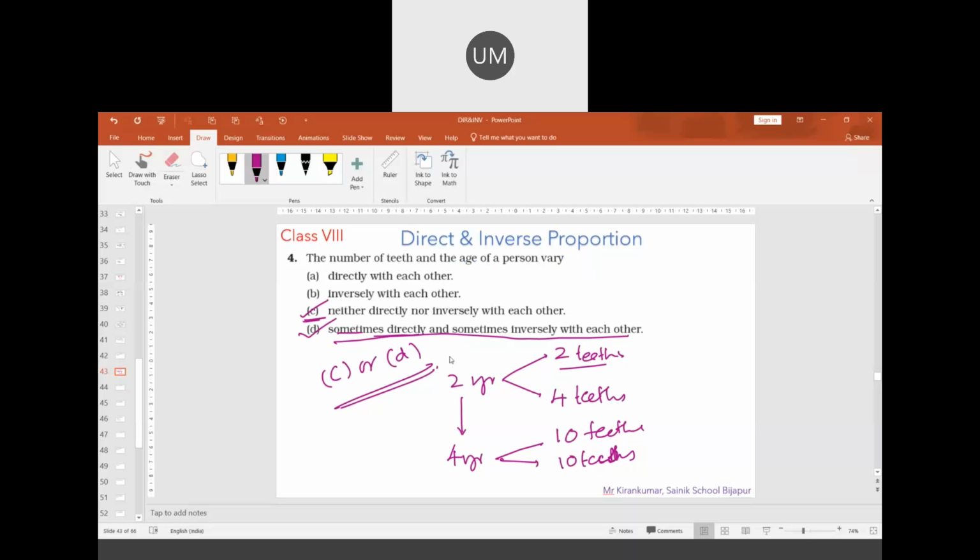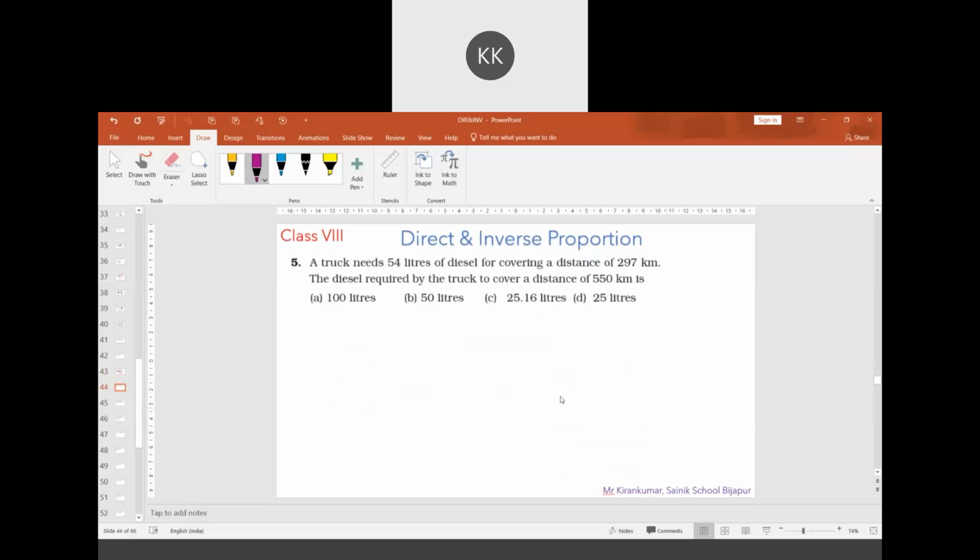Let us take another question. A truck needs 54 liters of diesel for covering a distance of 297 kilometers. The diesel required by the truck to cover the distance of 550 kilometers is? Is it a direct proportion or inverse proportion? That we need to identify first. Direct proportion, because the more the amount of diesel, the more the distance covered. So it's direct proportion.